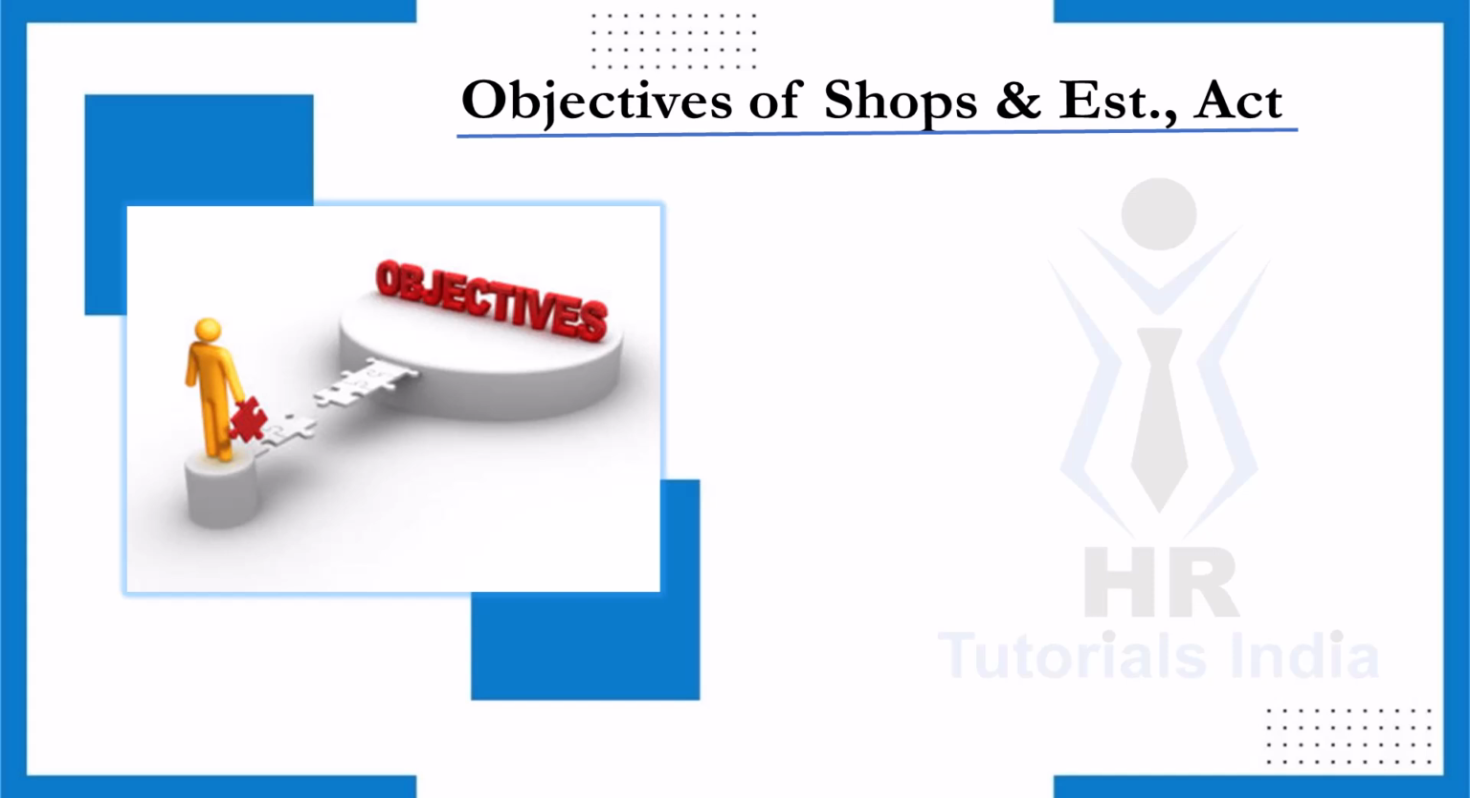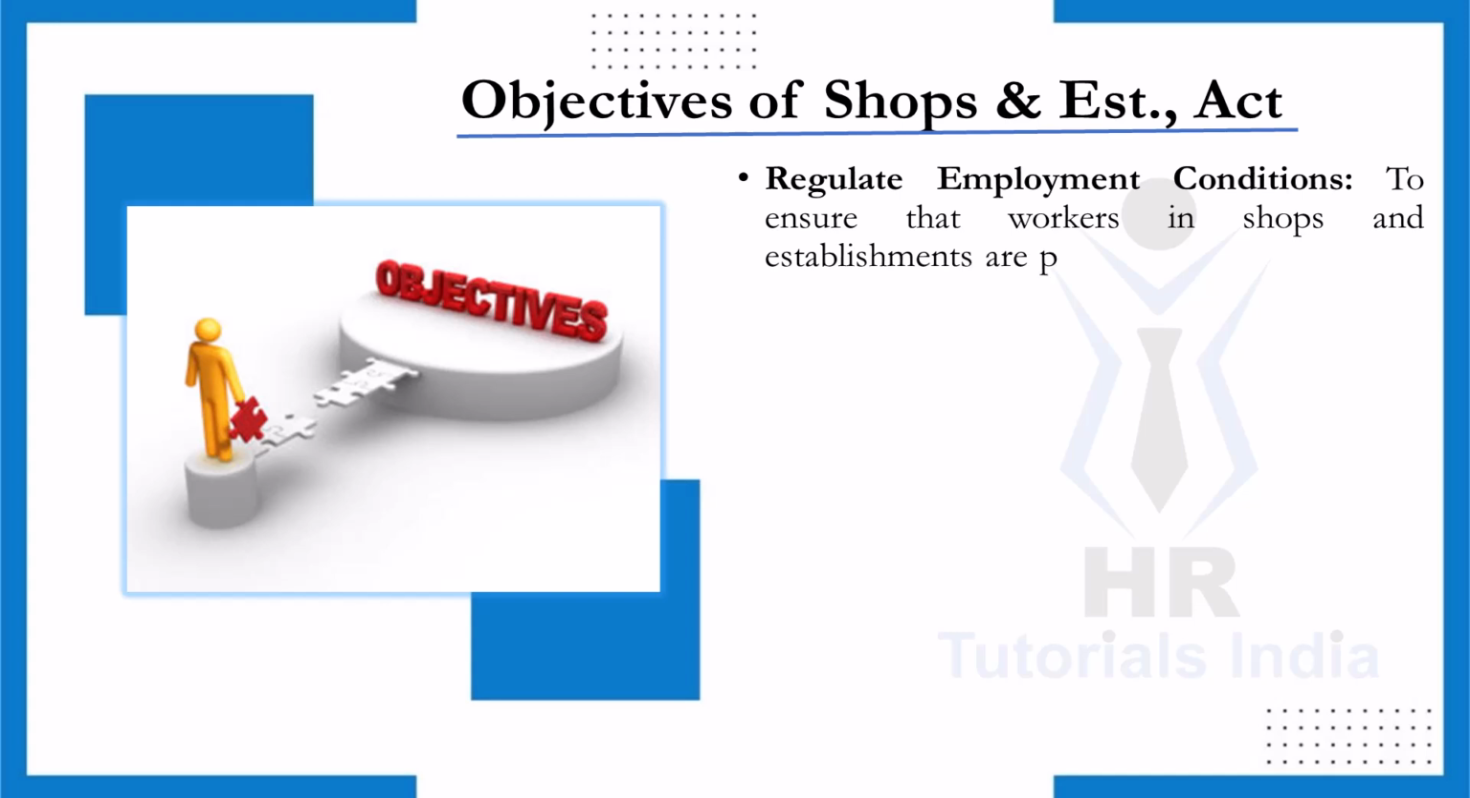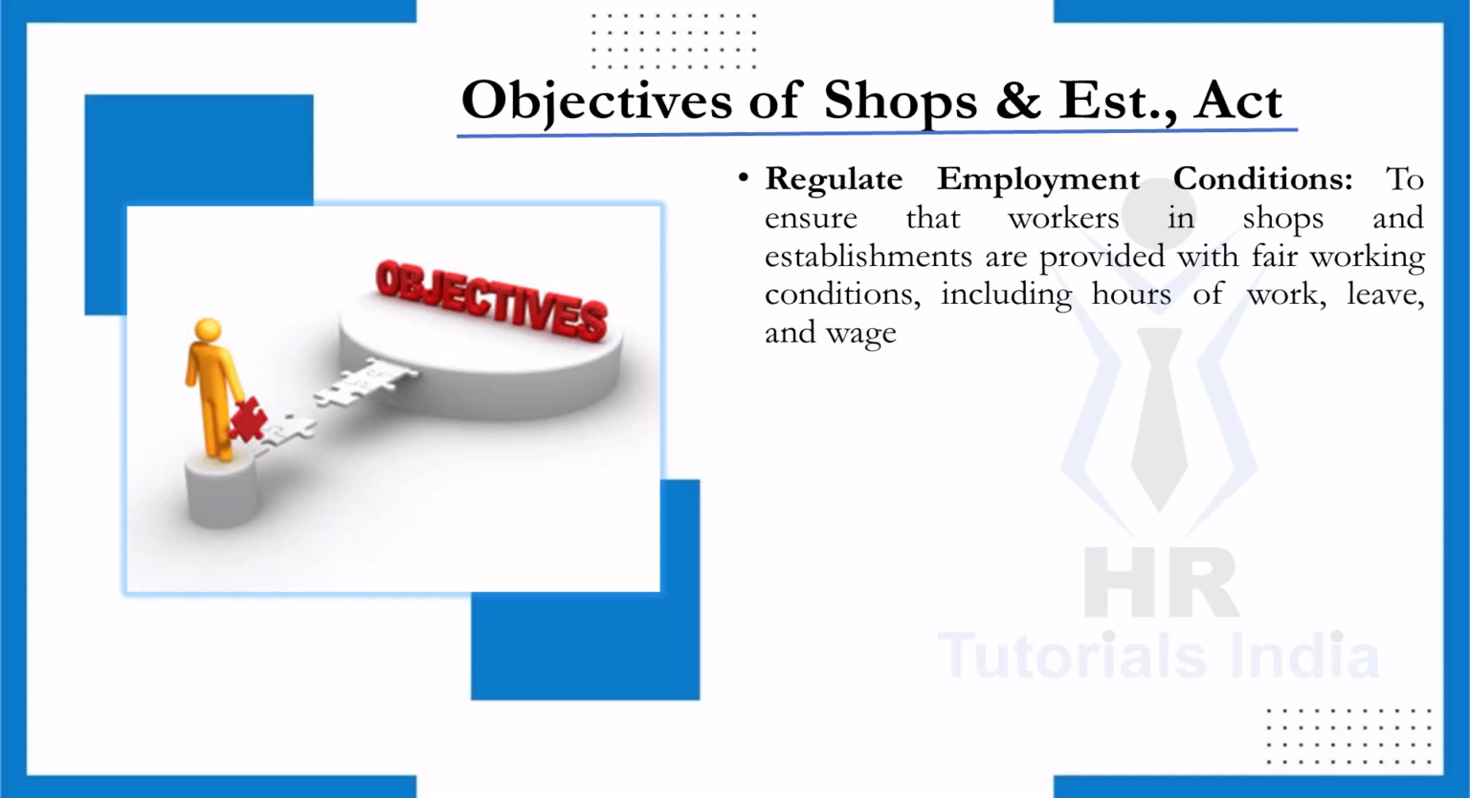Objectives of the Shops and Establishment Act. Now let us see what the objectives of this act are. Regulate employment conditions. The first objective of the Shops and Establishment Act is to regulate employment conditions. This act ensures that workers employed in shops, commercial establishments, and other related workplaces are provided with fair working conditions. This includes defining specific hours of work to prevent overwork, setting rules for leave entitlements, including week offs, holidays, and sick leaves, ensuring that employees receive wages in a timely manner and are compensated fairly for the work they do. This regulation is essential to maintaining a healthy work-life balance for employees and ensuring they aren't exploited in terms of work or wages.